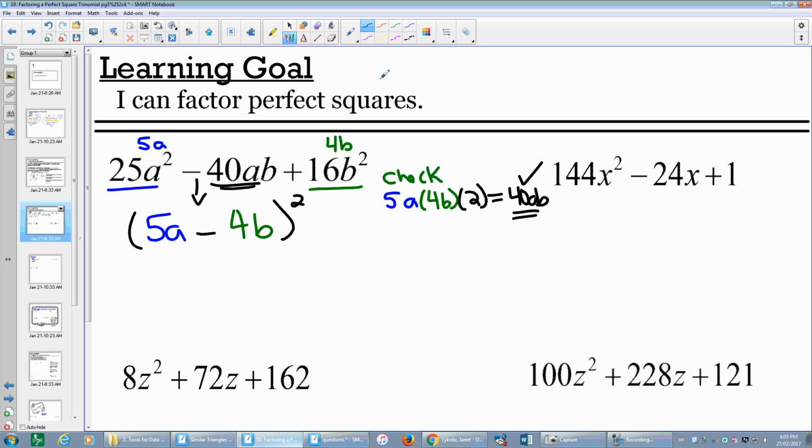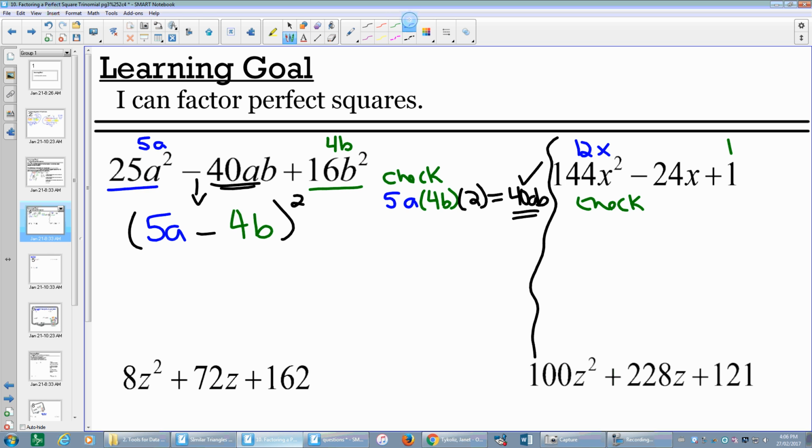Okay, let's do the next one. So again here, can I take the square root of the first term? Yes, I can. 144, when I take the square root of 144, I get 12x. And can I take the square root of the last term? Yes, I can. I get 1. So now I have to do a check. So I'm going to do my check down here.